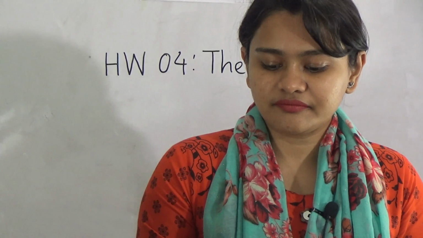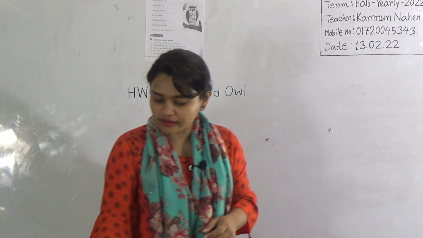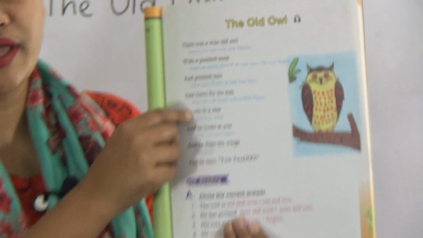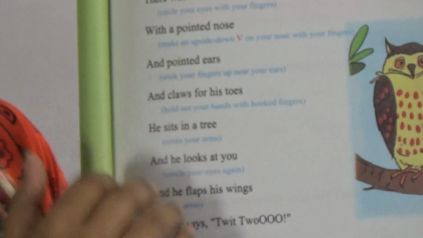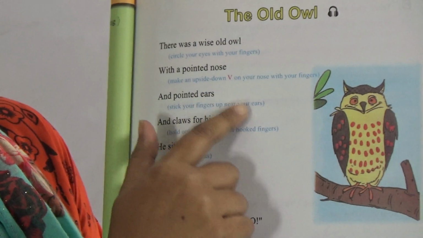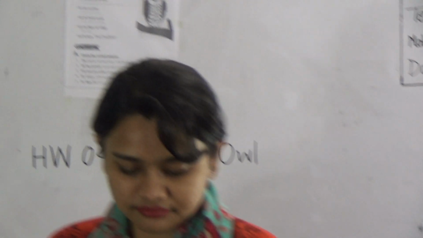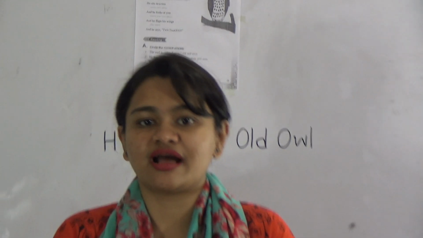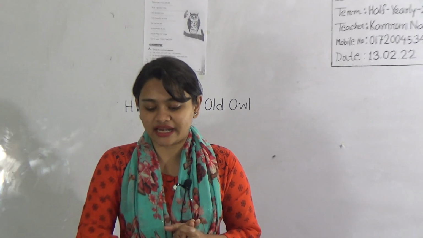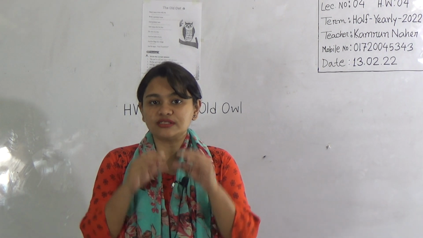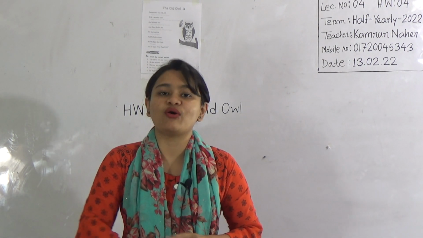Dear students, in your book, this poem is written in black color. All of you will learn the poem written in black color, and there are some sentences written in blue color. You will try to act like this. So let's start our class today. The Old Owl. The name of this poem is The Old Owl.